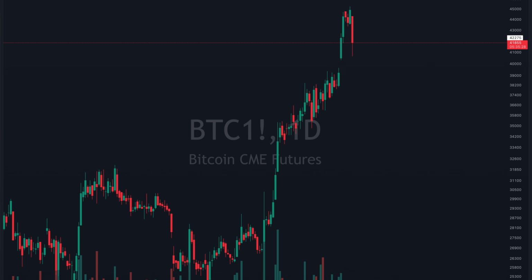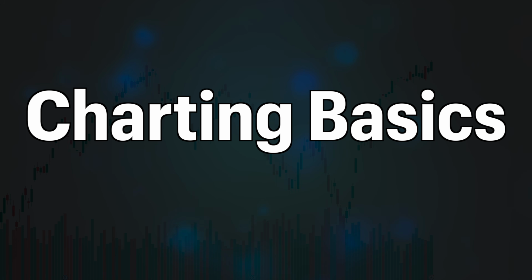Just categorize them and then focus on one sector at a time. When you're doing your analysis, it'll make things a lot easier on yourself. Now that we have that, we can get into the basics of a chart.